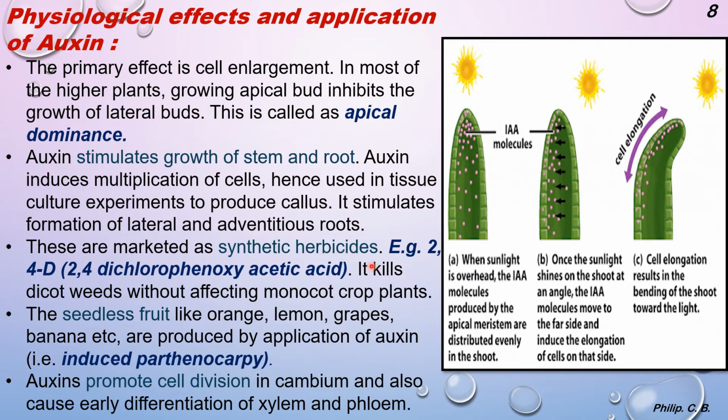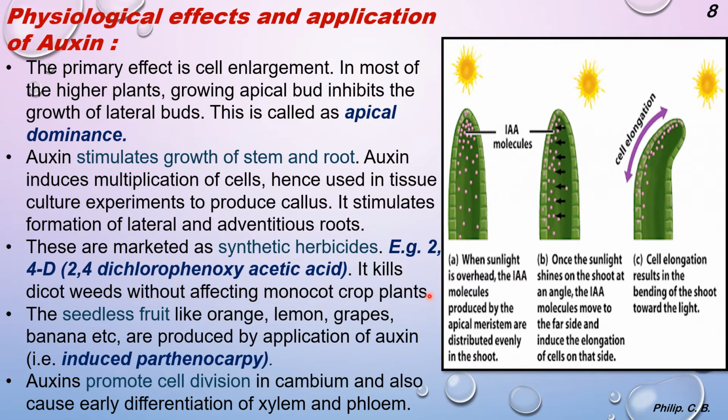What is a herbicide? Cide means to kill. Herbicides kill unwanted plants or weeds which grow along with the other plant. Example, 2,4-D, 2,4-dichlorophenoxyacetic acid. It kills dicot weeds without affecting monocot crop plants.